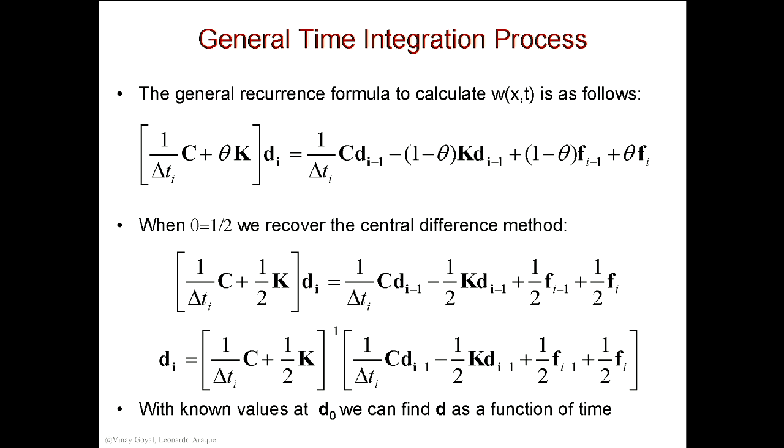Any questions on this? I know it looks complicated, but it's not. If you plug in theta equals 1, you recover backward difference. If I put theta equals 0, I recover forward difference. And if I plug in theta equals 1/2, I recover central difference. I can also choose a theta that's not any of those, like theta equals 1/4. That's why it's called a theta method. You choose the value of theta.